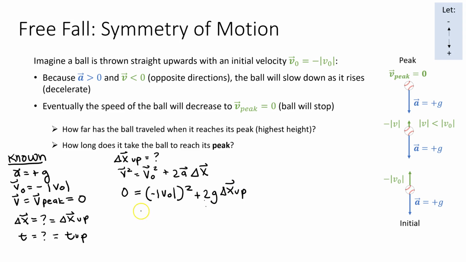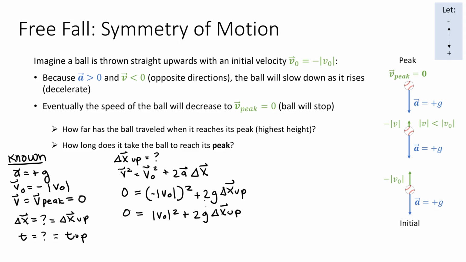Okay, so when I do my squaring here, remember you have to square the minus sign and also the v naught. So minus 1 squared is just plus 1, and then v naught squared is going to be v naught squared, right? So that's not really changing. So what we end up with here is just the magnitude of v naught squared. So that minus sign cancels out. Plus 2g delta x up. Okay, and now we're ready to solve for, and this is still 0 over here, we're ready to solve for delta x up.